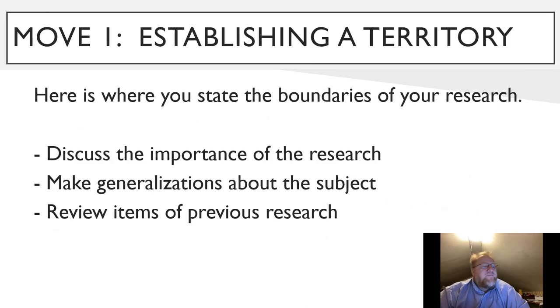So, move 1 is establishing your territory. This is the outer boundaries of your paper. It discusses the importance of your research. It makes generalizations about the subject. And most importantly, it reviews previous research. When you're researching something, you want to acknowledge the people who have acknowledged part of those things before, all of those things before, et cetera.